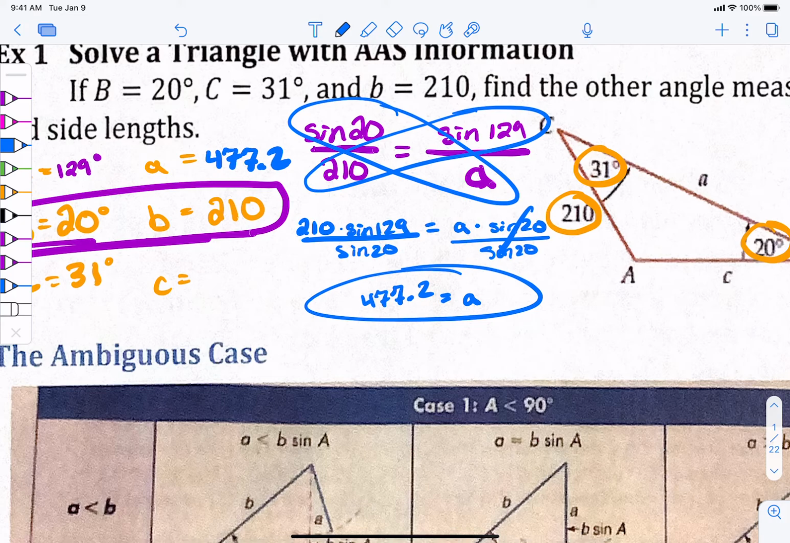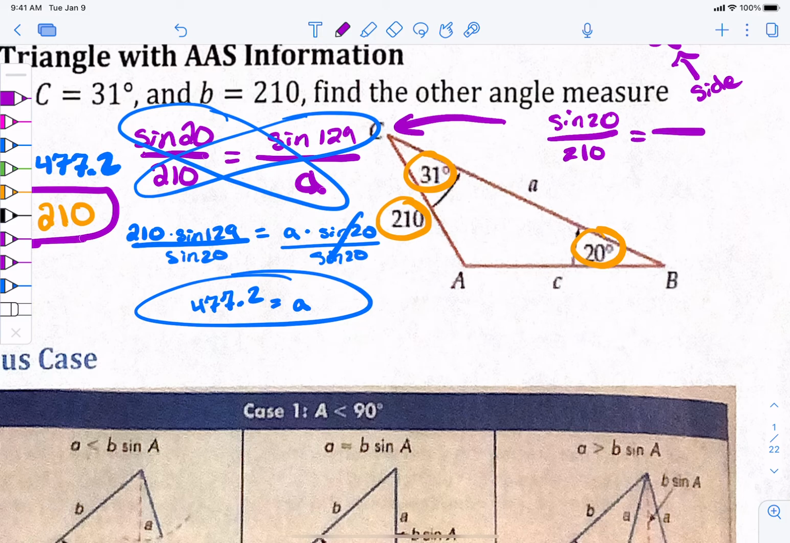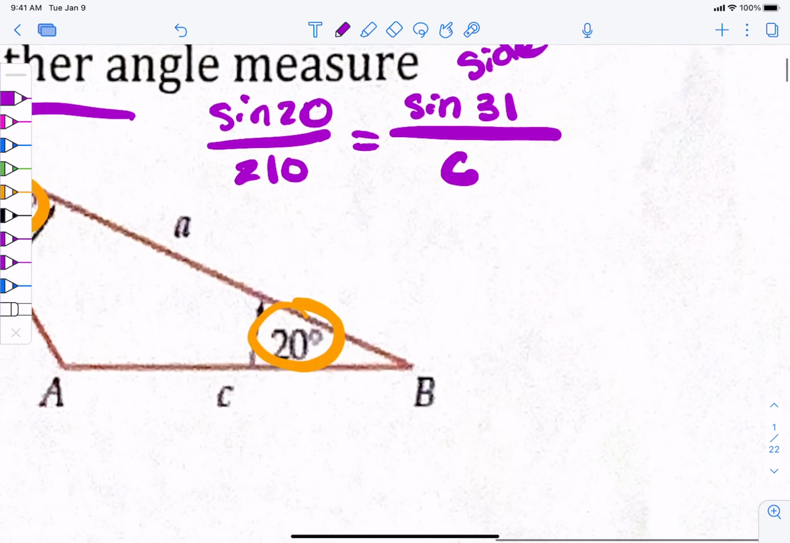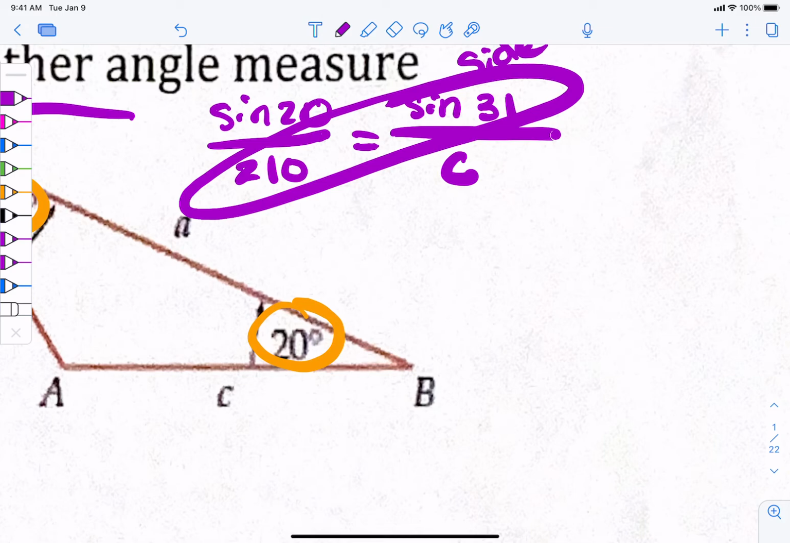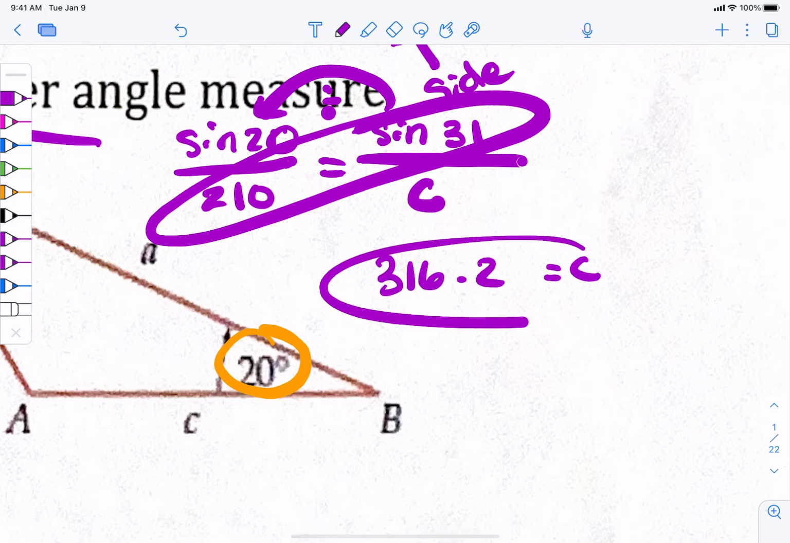So I'm going to back up and I'm going to go to making reference to this guy here. I can set him up exactly the same. I can still do sine 20 over 210. But instead on the right side I'm going to put sine of 31 and C, right? So this same guy again. And then all I have to do is take this guy, multiply those two together, and divide by sine 20, right? And I'm not going to write all that out because you guys kind of maybe get the idea. 210 sine of 31 divided by sine of 20, and that is what C is. 316.2. There we go.